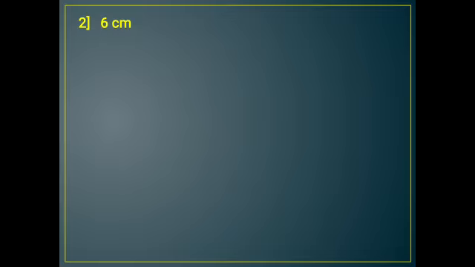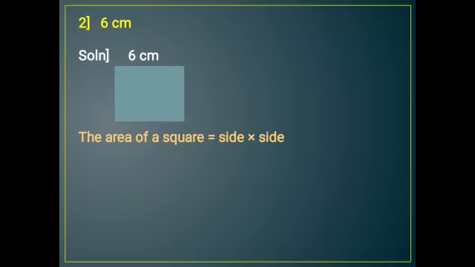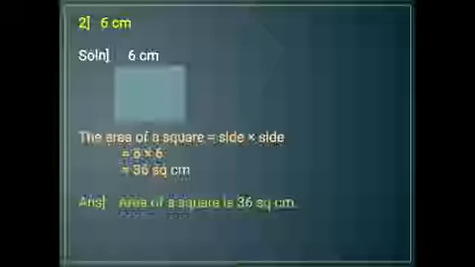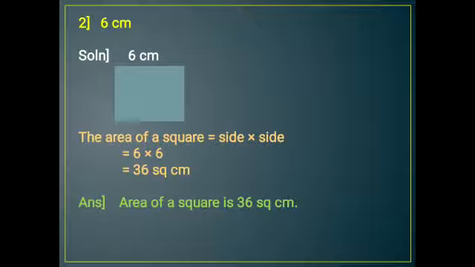The second question is 6 centimeter. So we'll draw the square. The side is 6 centimeter. So the formula is what? The area of a square is equal to side into side. So that is 6 into 6. 6 sixes are 36. So 36 square centimeter. Here we will write centimeter, but there is a need to write square as we are writing about the area. So our answer is the area of a square is 36 square centimeter.